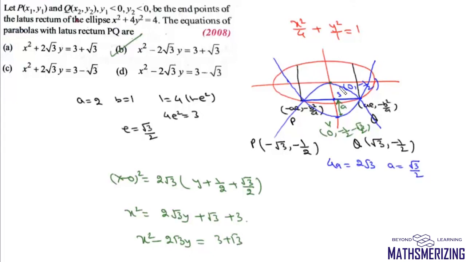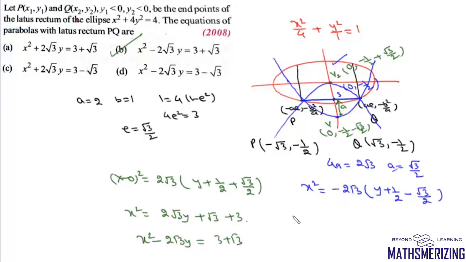Now talking about this other parabola. For this other parabola, this vertex, say V2, will lie above this focus. So in this case, it'll be at (0, minus 1 by 2 plus root 3 by 2). Now again, once we have the vertex and the value of a, we can write this equation as x square. So again, it'll be (x minus 0) square equals minus 4a, so minus 2 root 3. And then in place of y, we'll write y minus this value, so it'll be y plus 1 by 2 minus root 3 by 2.